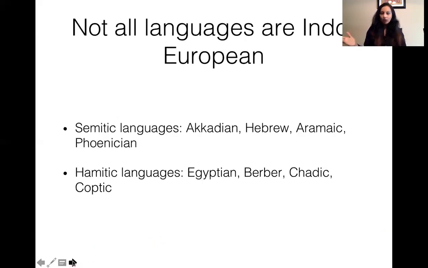So not all languages are Indo-European. This is something which a lot of you are familiar with after taking 315. Here are some other examples of languages that are not Indo-European, like the Semitic languages and the Hamitic languages. Semitic languages are things like Akkadian, Hebrew, Aramaic, Phoenician, and Hamitic languages are Egyptian, Berber, Chadic, and Coptic.